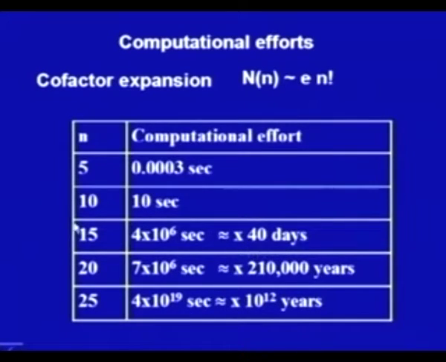If you further increase the matrix size to 20, then a huge effort is required and the computer time will be 7 into 10 to the power 6 seconds, which comes out to be these many years. And if you further increase it, say to 25, then we require approximately 10 raised to the power 12 years to compute the determinant of a matrix of size 25.